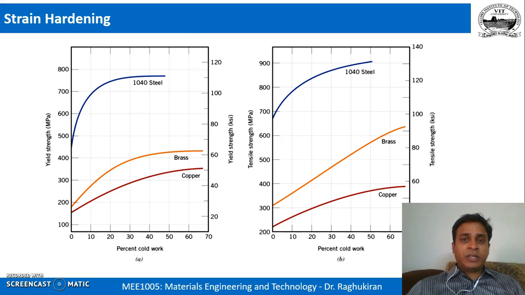So from yield strength onwards, if you see the stress strain diagram, why does it have a positive slope? Because the material is strain hardening and you need more and more stress to deform the material. That is why you have a positive slope there until the ultimate tensile strength point. That is a simple thing to observe.